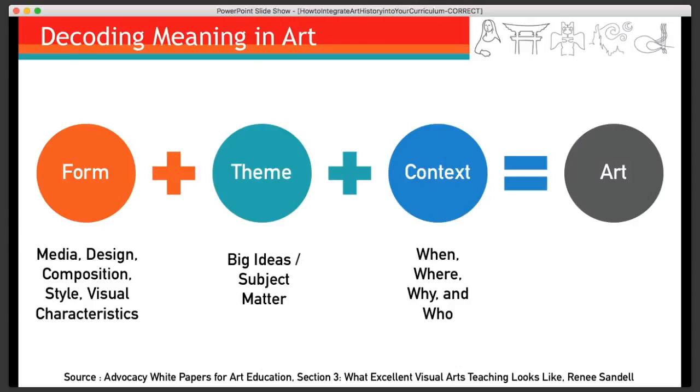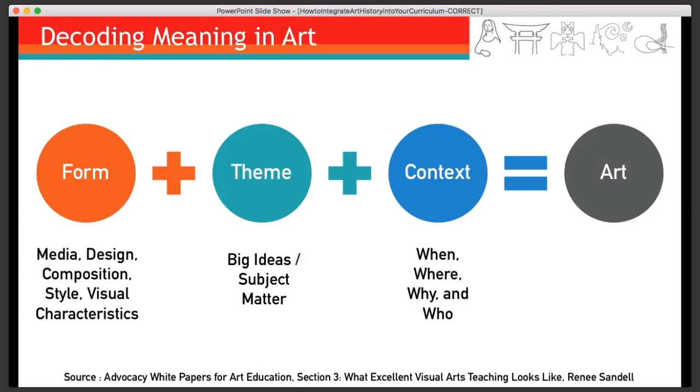Then we have the theme, the meaning, the big ideas, the subject matter, the story, the emotions, all of that is in the theme. And then we have the context. Why was it made? Who made it? When did they make it? Who paid for it? What happened before? What happened after? All of that complex meaning can fit into one individual work of art.